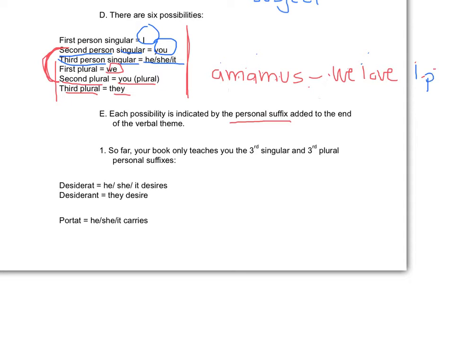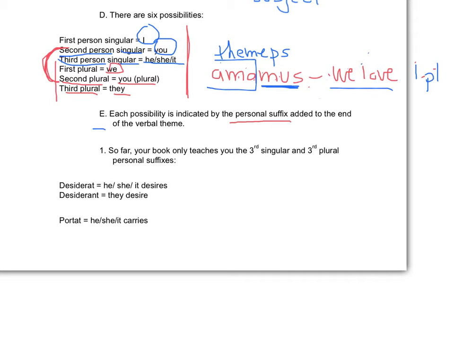So it's the endings that indicate which person and number. It is the so-called personal suffix added to the end of a verbal theme. Here's the theme, and here's the personal suffix. And that tells you which person and number. That tells you whether it's first person singular or plural, second person singular or plural, third person singular or plural.